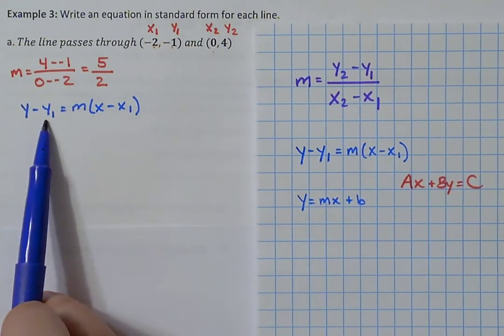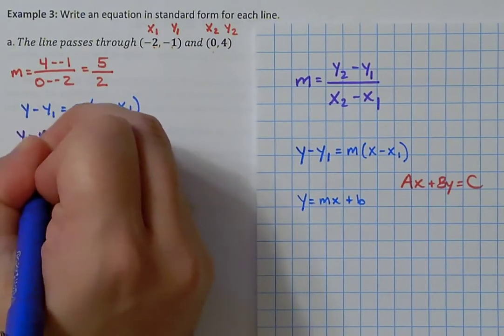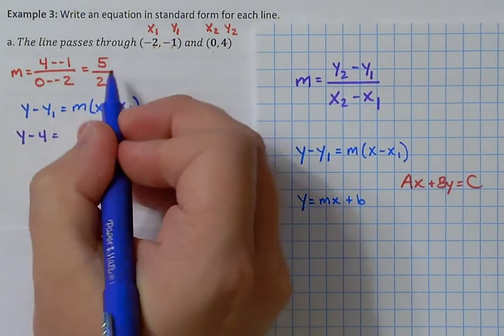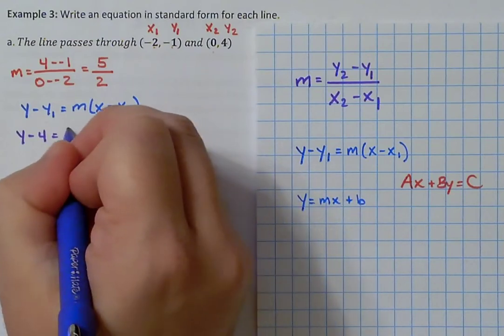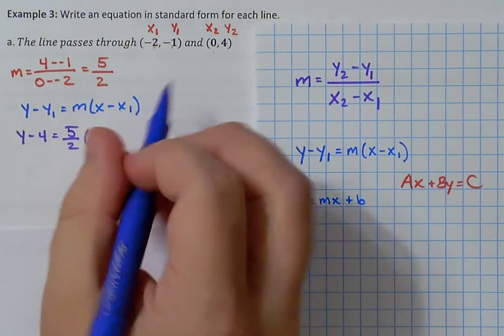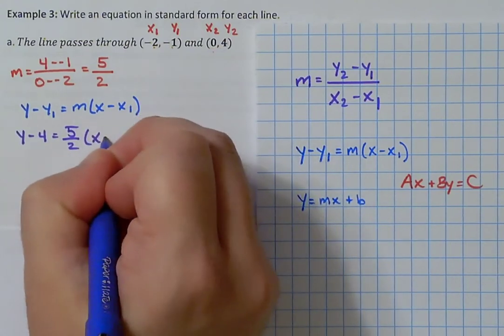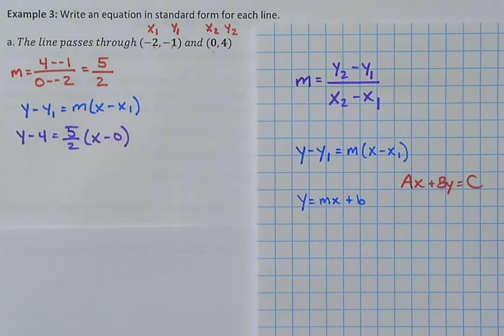So it's y minus y1, so it's y minus 4. It's going to equal, my slope is 5 halves, and then it's x minus x1, or in this case 0, so it's going to be x minus 0. So my equation is now y minus 4 equals 5/2 times x minus 0.